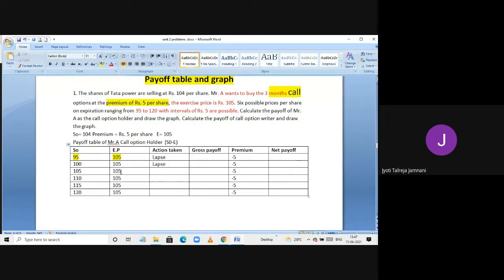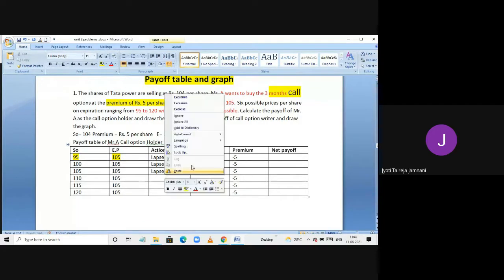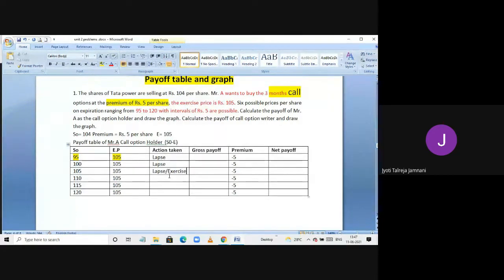Let's see the third case. 105 minus 105. How much is the gain or loss? It is 0. When it is 0, he is indifferent. He can decide what he wants to do. If he wants, he can exercise. If he wants, he can lapse. Because there is no profit, no loss. When there is loss, we lapse. When we have no profit, no loss, he is indifferent.